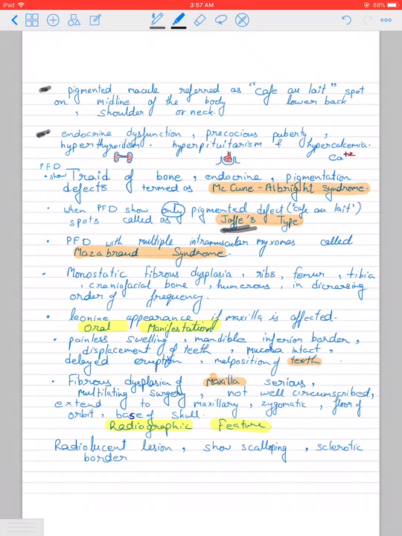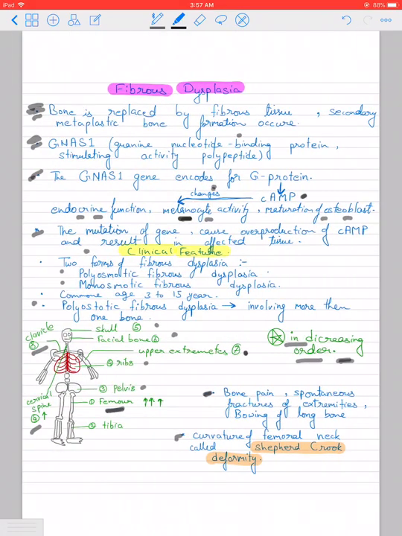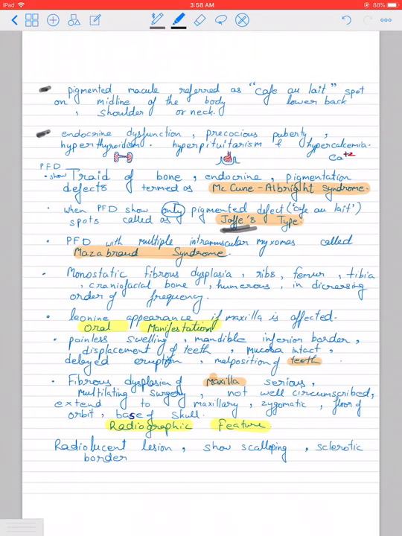Endocrine dysfunction. As we have seen on the previous page, melanocyte, osteoblast and endocrine are affected. Now come to the endocrine point. Endocrine dysfunction, for example, precocious puberty, hyperthyroidism, hyperpituitarism, and hypercalcemia. These are the endocrine dysfunctions: thyroid, pituitary, calcium, and precocious puberty.